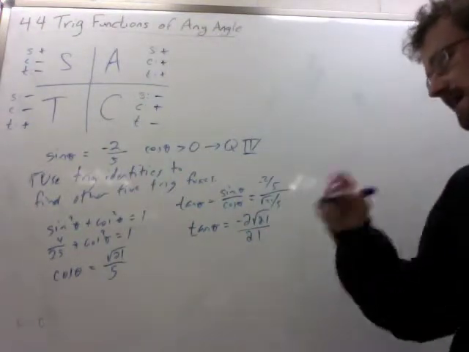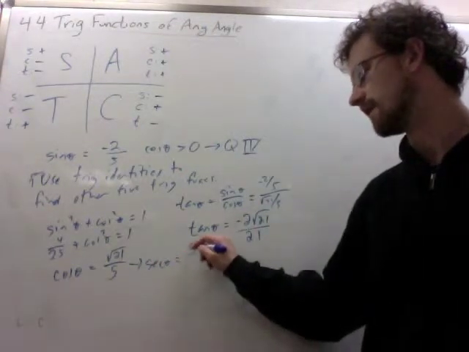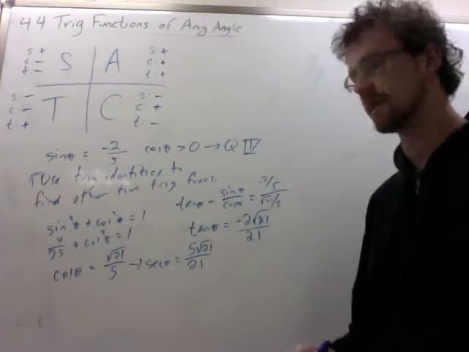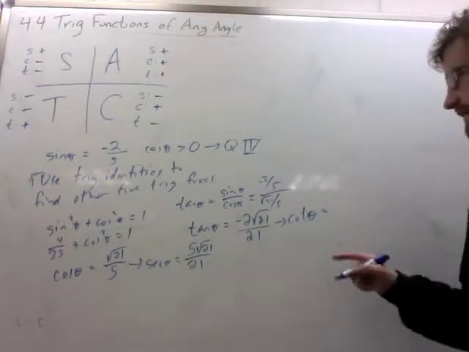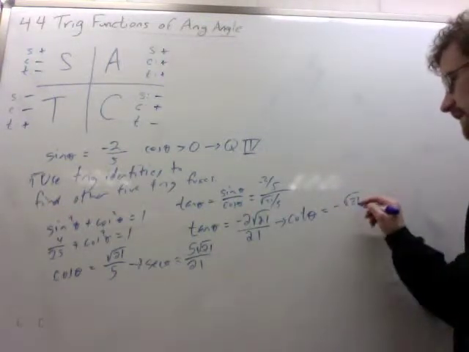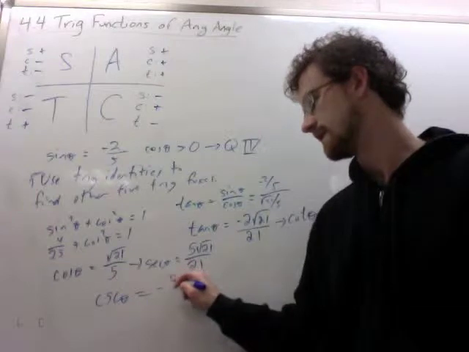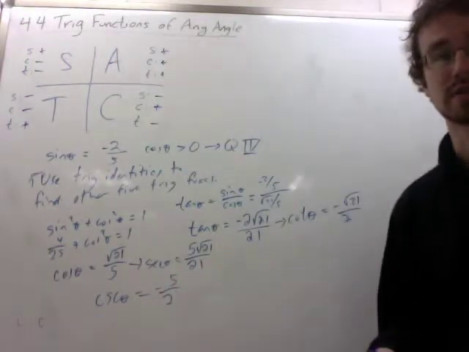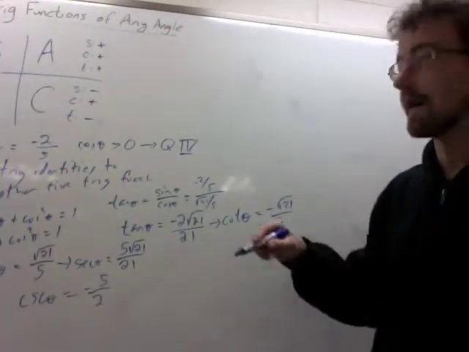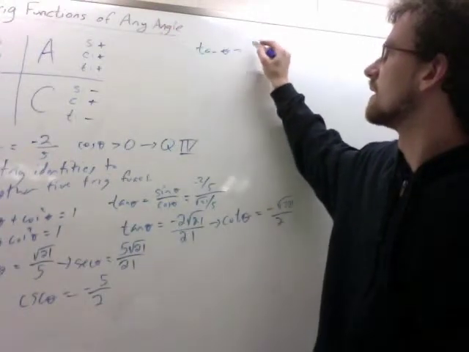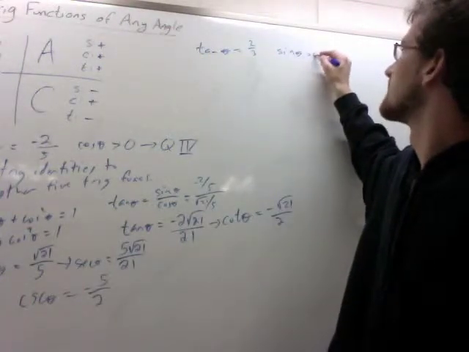And then we can find the rest just by taking reciprocals. If cosine is root 21 over 5, then secant is 5 over root 21, which rationalizes to 5 root 21 over 21. The reciprocal of tangent is cotangent, so this tells us that cotangent is minus root 21 over 2, and sine is minus 2/5, so cosecant is minus 5/2, and then we have all of our trig functions. We could also do basically the same problem just by drawing a triangle. Say I give you tangent theta is 2/3 and sine theta is positive.